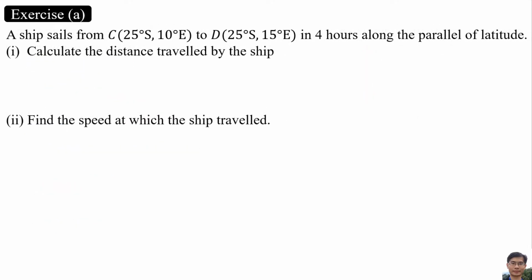Exercise A. A ship sails from C to D in 4 hours along the parallel of latitude. Calculate the distance traveled by the ship. C and D have the same latitude but difference in longitude. So the distance is horizontal distance. So this is point C, and this is point D.